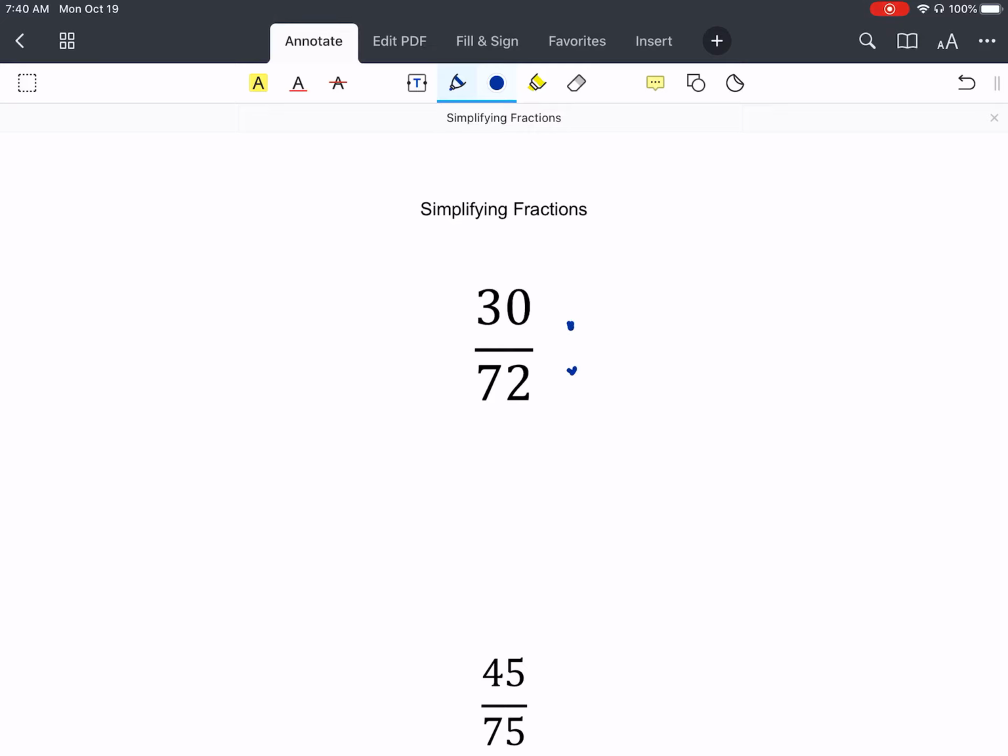And we're going to assume that we are a little slow with math facts, but I know that both of these numbers are even. So I'm going to show my division as dividing by 2 over 2. So I'm dividing both of these numbers by 2. And that leaves us with 15 over 36. So now our fraction is a little bit simpler. In this case, we're not all the way done. Now I can still divide.